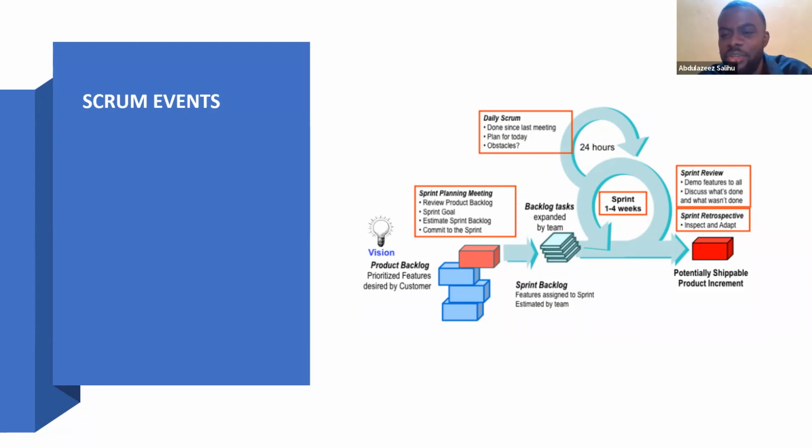So just quickly, you have your daily stand-up. After the daily stand-up, you go to your sprint review, and you have your retrospective. So these are what you call rituals in Scrum, or Scrum events.